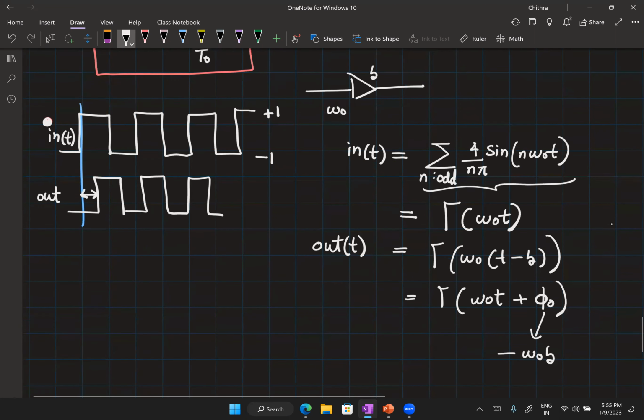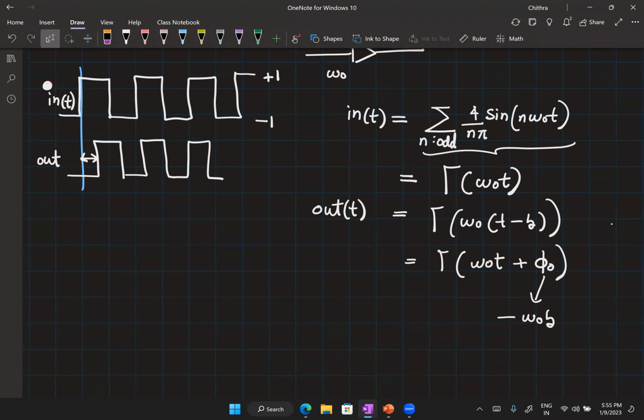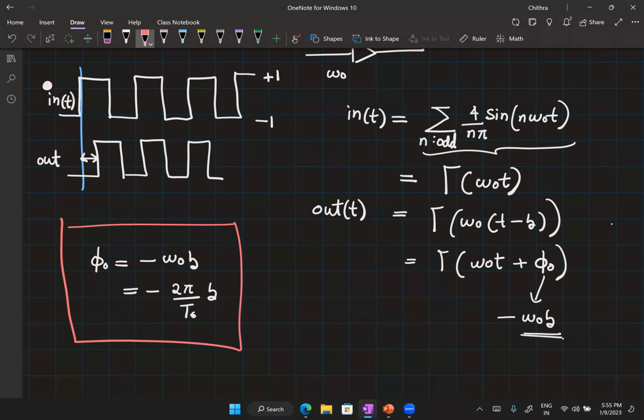So when you deal with square waves and there is a delay involved, if you have to represent that in phase, you again rely on the fundamental frequency. So the phase offset is still equal to minus omega naught delta, which is equal to minus 2 pi by T naught into delta. So you will see that throughout this course, we use the terms phase and delay very interchangeably because this is a very easy relationship to use. This is clear? Okay.